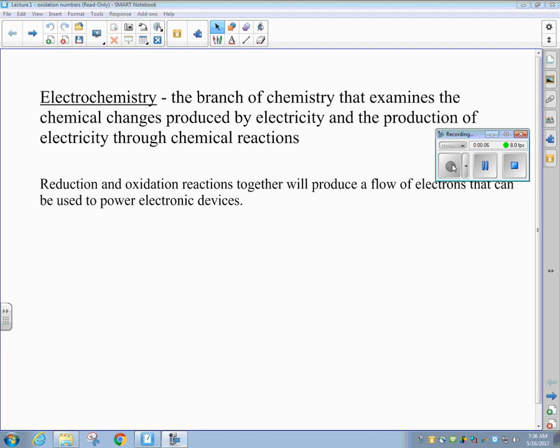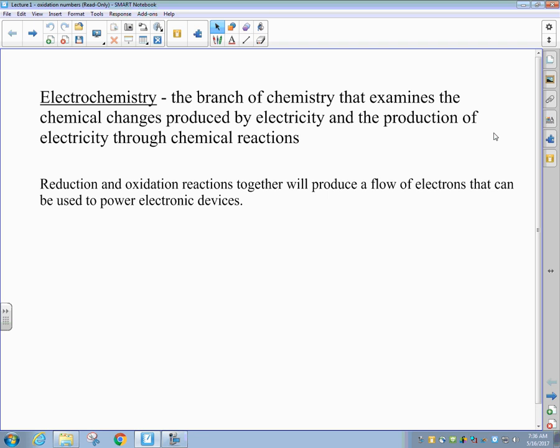Electrochemistry is the branch of chemistry that examines the chemical changes produced by electricity, which are moving electrons, a current of moving electrons, and the production of electricity through chemical reactions. It's the study of chemical processes that cause electrons to move. What we can do is transform the chemical potential energy into energy used to do work by lowering the potential energy of electrons.